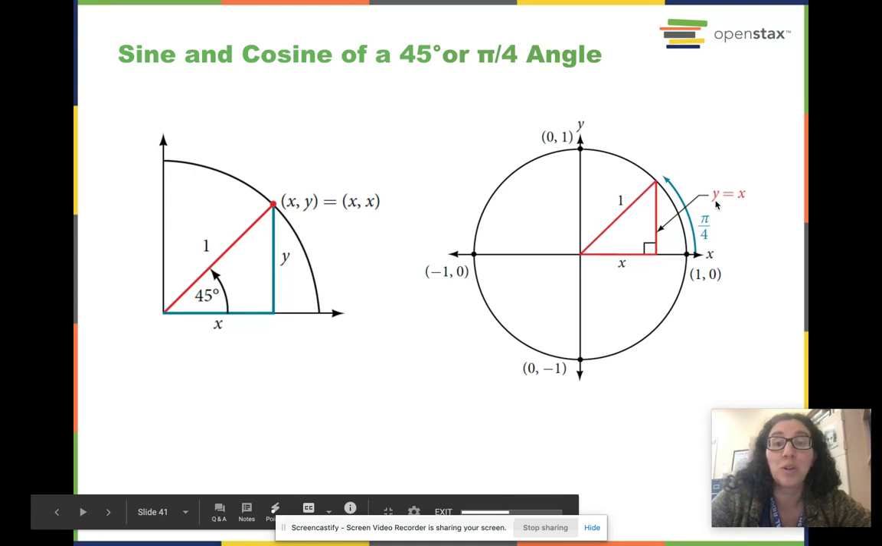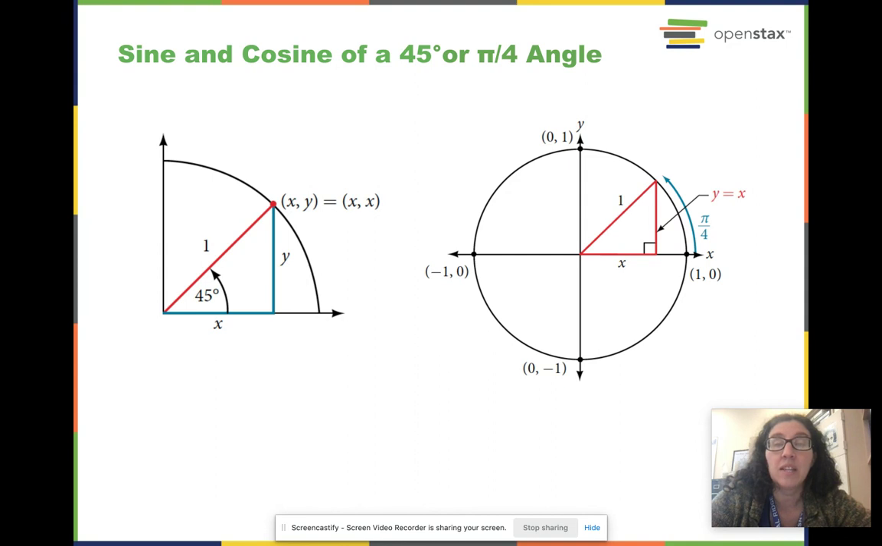All right, we are going to look at 3 special angles. These are things you're not going to have to rederive, but you're going to have to know what the cosine and sine of these special angles are. So the first is 45 degrees.